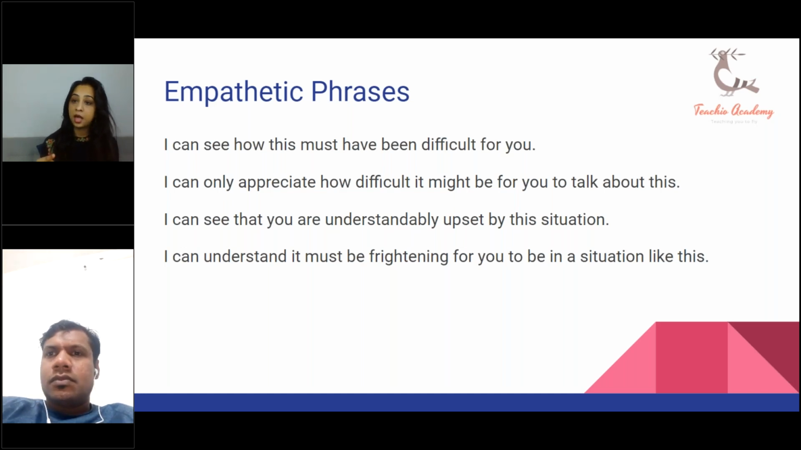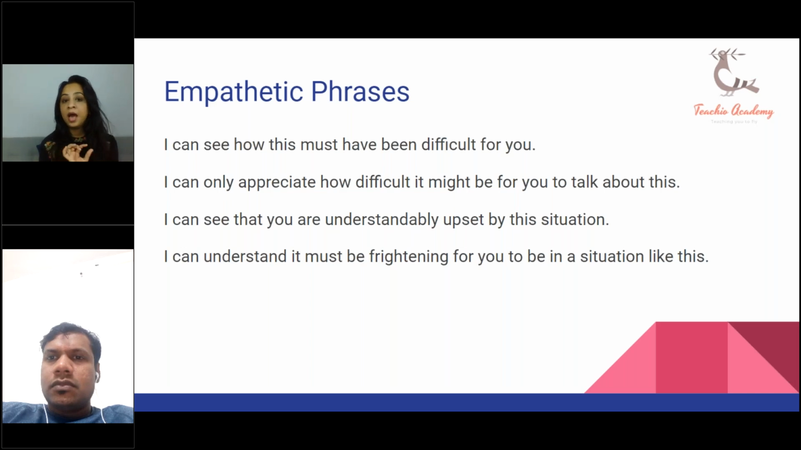So both these lines are applicable to them. The third sentence: I can see that you're understandably upset by this situation. This is very, very good if you've got someone who's angry with you. You try to diffuse their anger by saying, I can see that you are understandably upset by this situation. So you're justifying their anger by saying that it's understandable that you're upset.